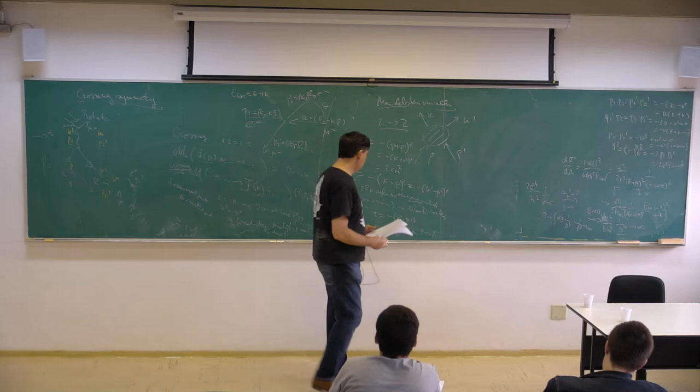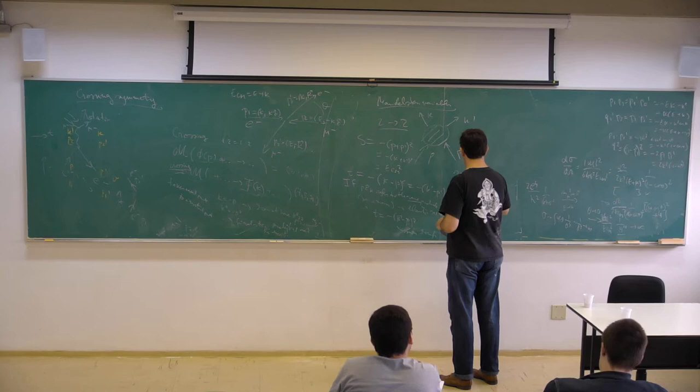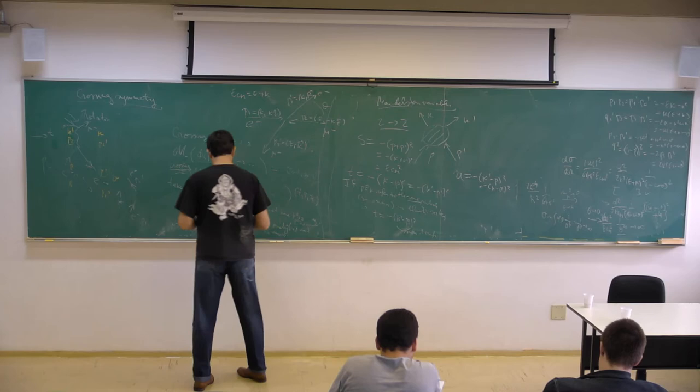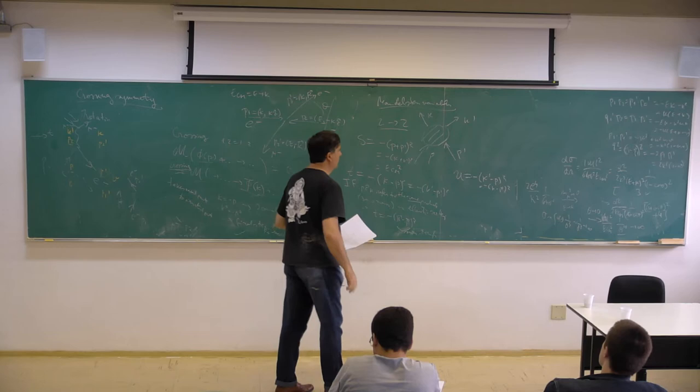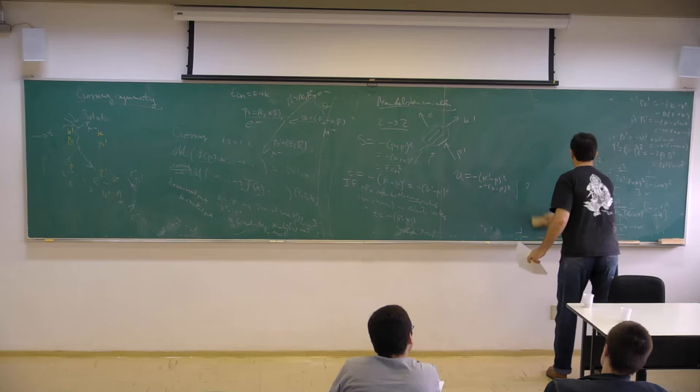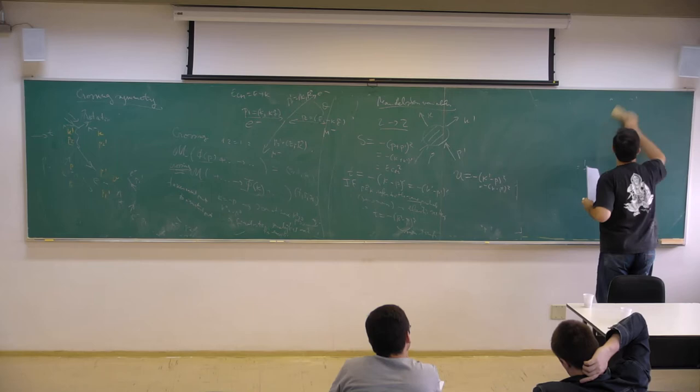And finally, the last one is called u. That's minus (k prime minus p) squared, which is minus (k minus p prime) squared. Okay, so let's write an amplitude.